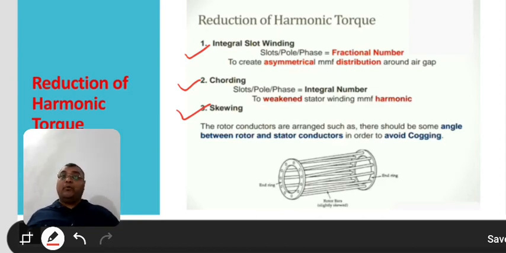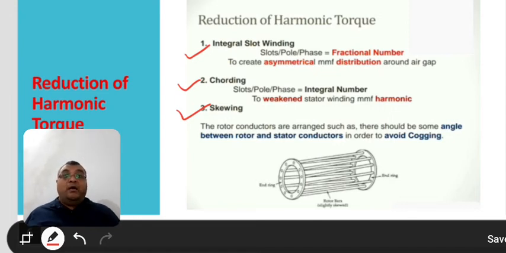So to avoid that, how do we reduce the harmonic torque? That can be done by means of three methods. Those are mentioned here for reducing the harmonic torque. There are three methods, and we are going to see these three methods. The first method is very important. The first method mentioned here is the integral slot winding.